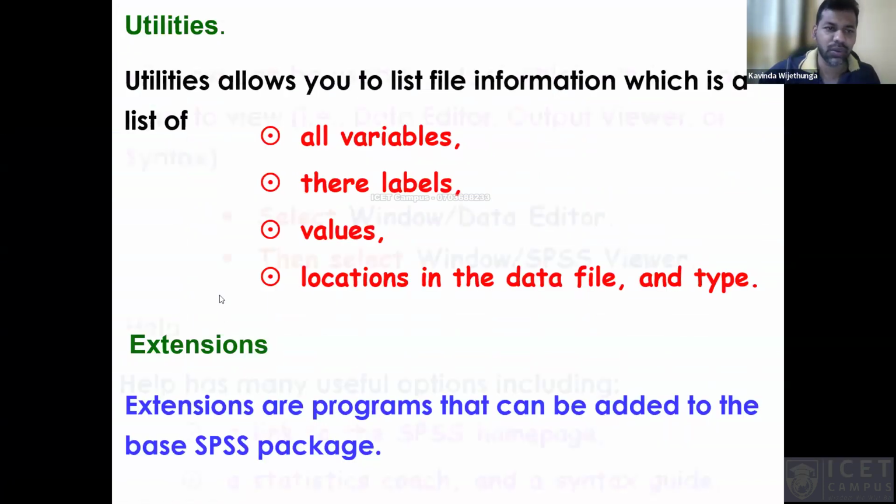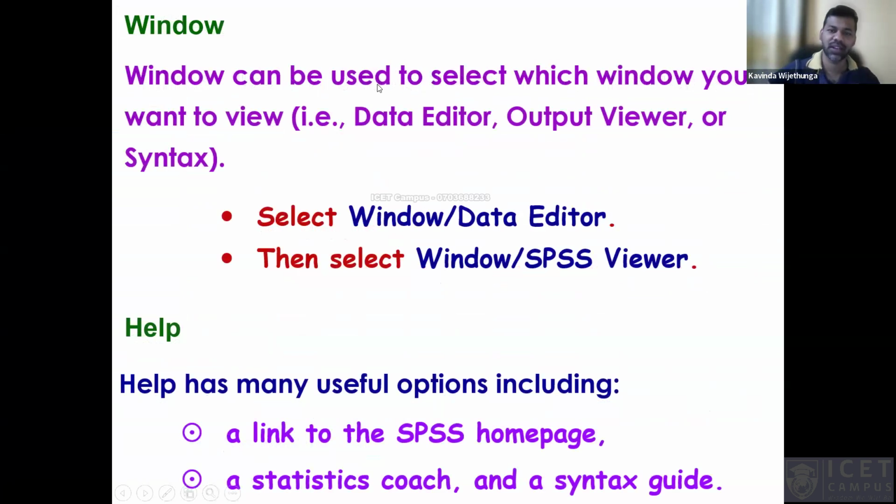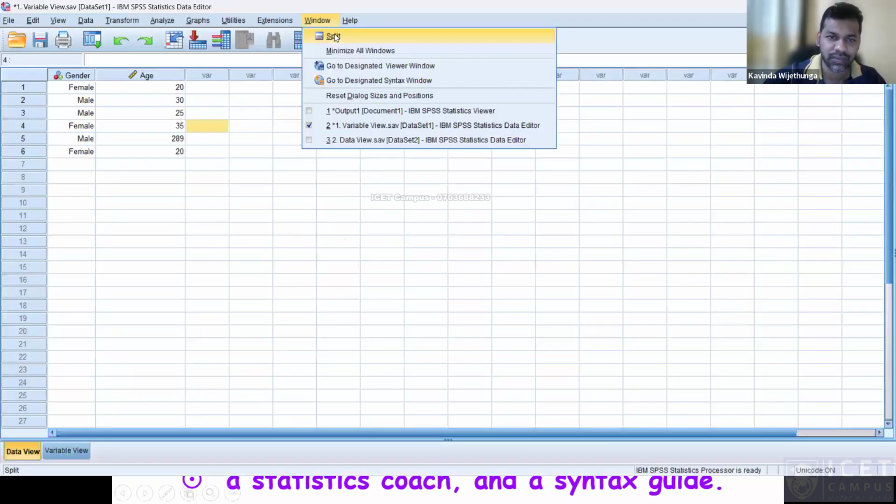Then next is Window. Window can be used to select which window you want to view: data editor, output editor, or syntax. Here you can see which window you have to select. Window, output, then data view. Also go to viewer and minimize all windows. These things we can use there.